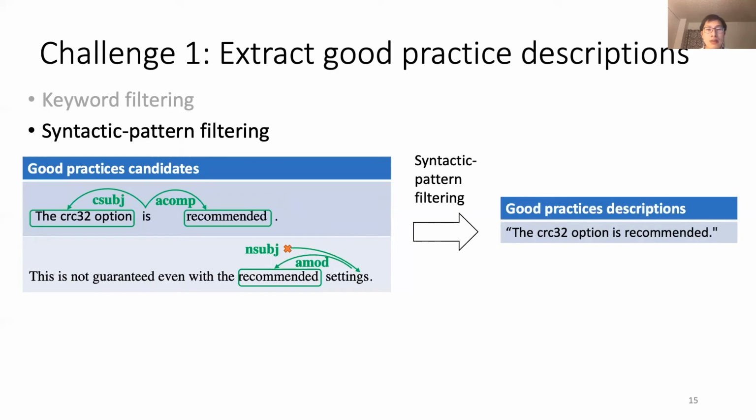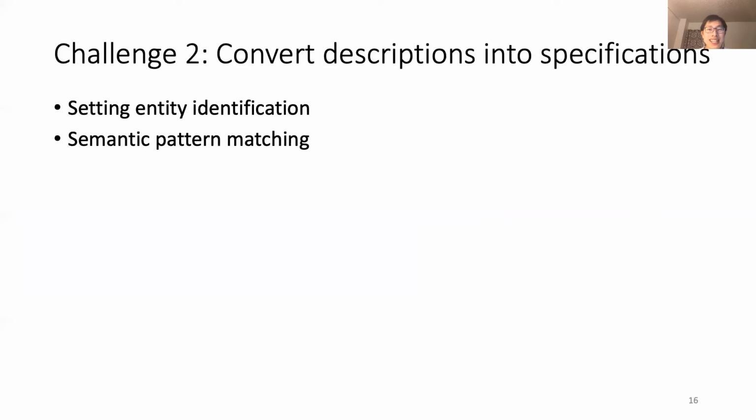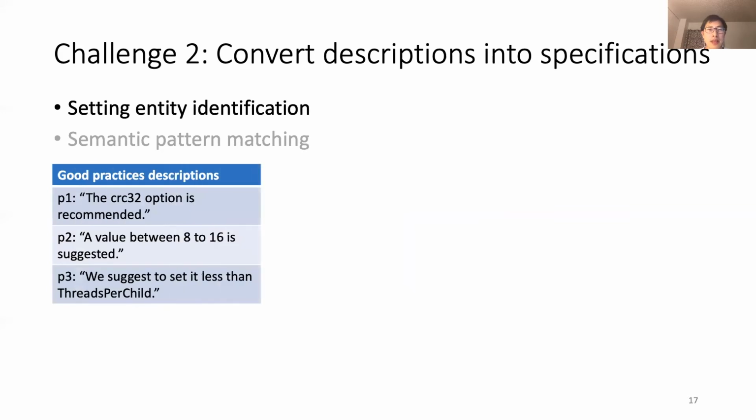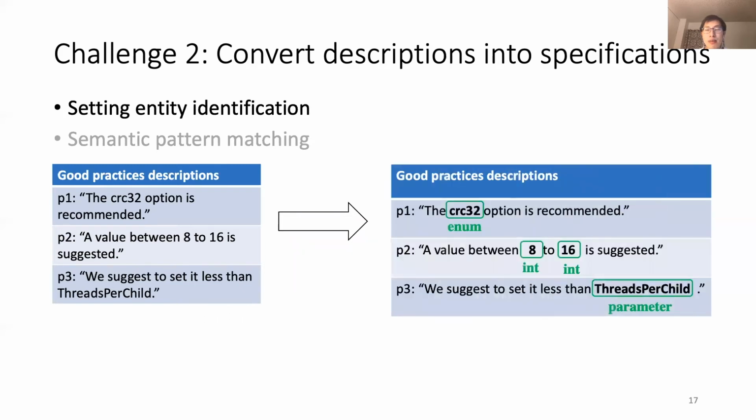PracExtractor then uses the good practice specific syntactic patterns to identify real good practices. For the second challenge, PracExtractor also takes 2 steps to tackle it: setting entity identification and semantic pattern matching. For setting entity identification, PracExtractor identifies entities such as enums, integers, and parameter names, etc. In this example, CRC32 is identified as enum, 8 and 16 are identified as integer, and thread per child is identified as a parameter.